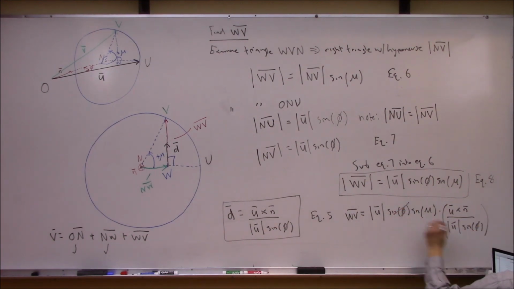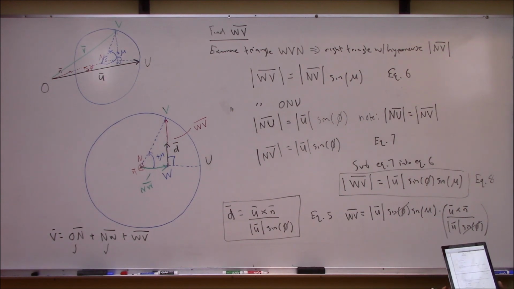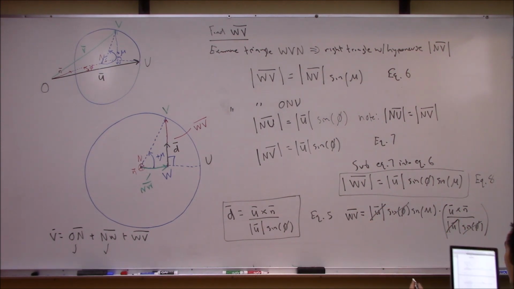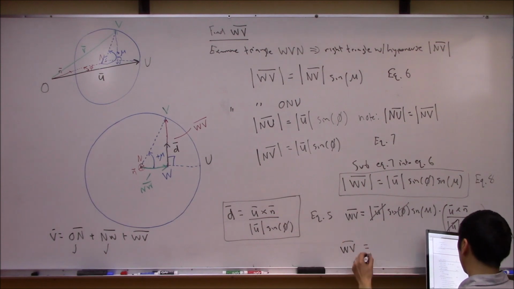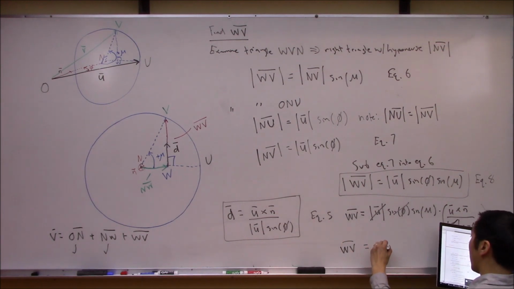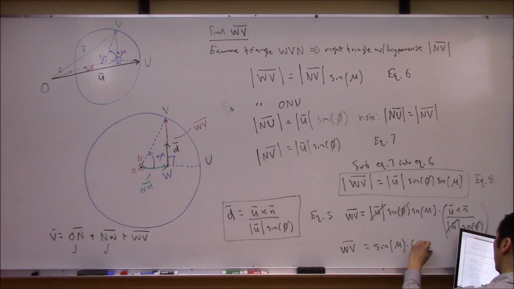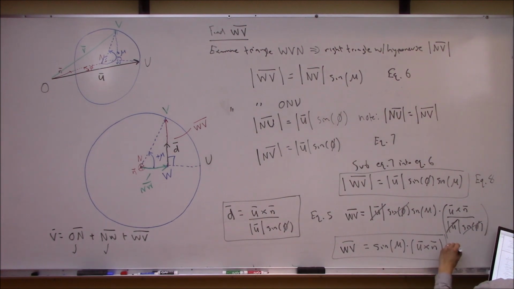Great, so let's see, sine phi's cancel out here, and let me see, do we actually have other stuff that helps? Oh yeah, this cancels, right? Magnitude u cancels with magnitude u. So actually this comes out to be pretty simple here. So WV is just going to be sine of mu times the quantity u crossed n. Great, box this up. Let's call this one equation 9. And I think we're done here, right?